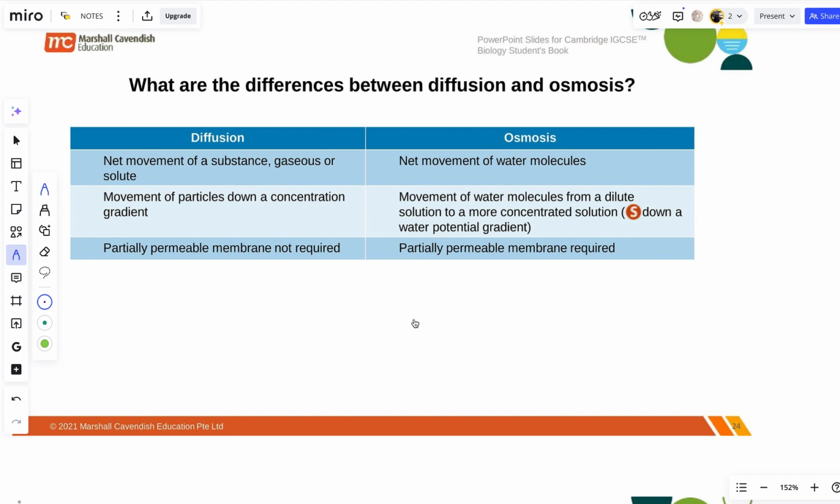While osmosis is the net movement of water molecules. Another difference is that diffusion is the movement of particles down a concentration gradient, while osmosis is the movement of water molecules from a dilute solution to a concentrated solution. From a region where you have more water to a region where you have less water. From dilute to concentrated through a semi-permeable or partially permeable membrane.